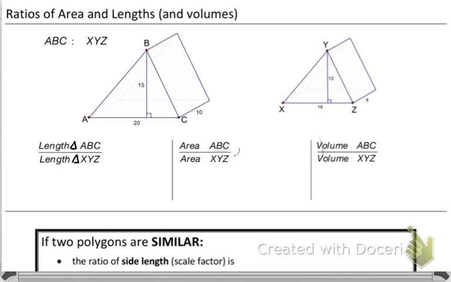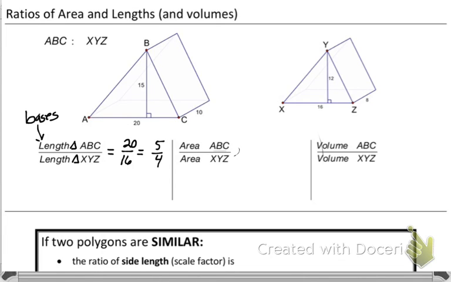So the length, what they mean by length is, what I'm actually talking about is the base. I'm talking about the bases. The base of triangle ABC, so the base of ABC equals 20. And the base of XYZ is going to be 16. Which that ratio, if I simplify, would be 10 over 8, which would be 5 over 4.